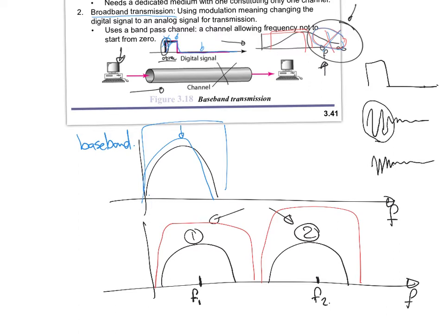Okay guys? Anyone not following this concept? Because this concept is extremely important.